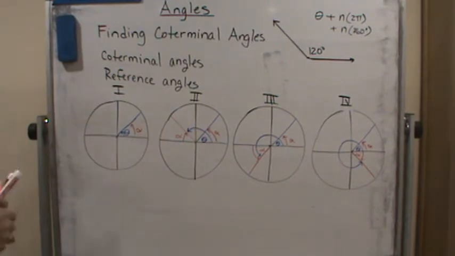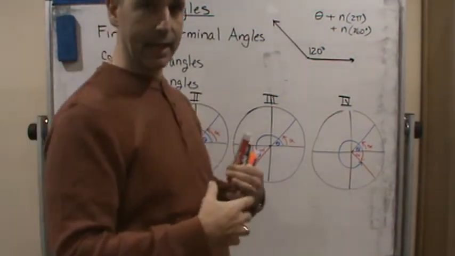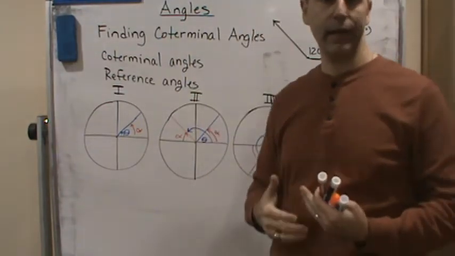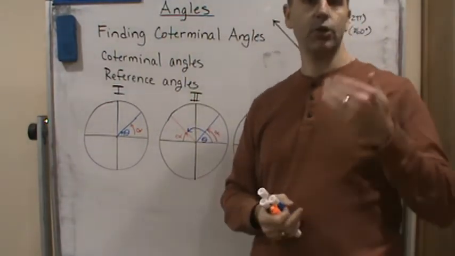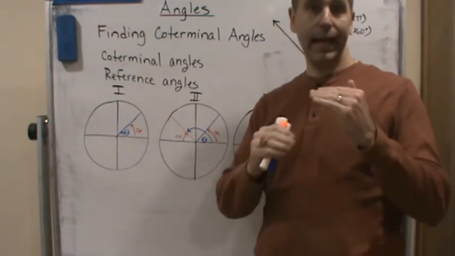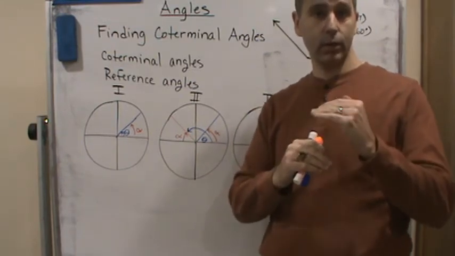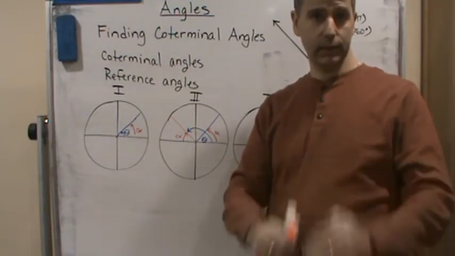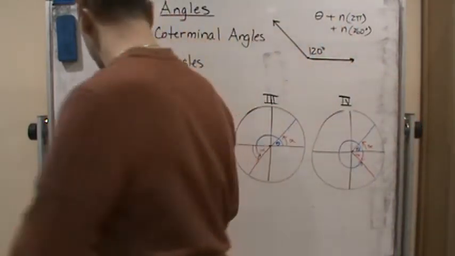Now, what is a reference angle? The definition of a reference angle is the smallest possible acute angle that is formed by the terminal side of an angle and the nearest horizontal axis. Okay?